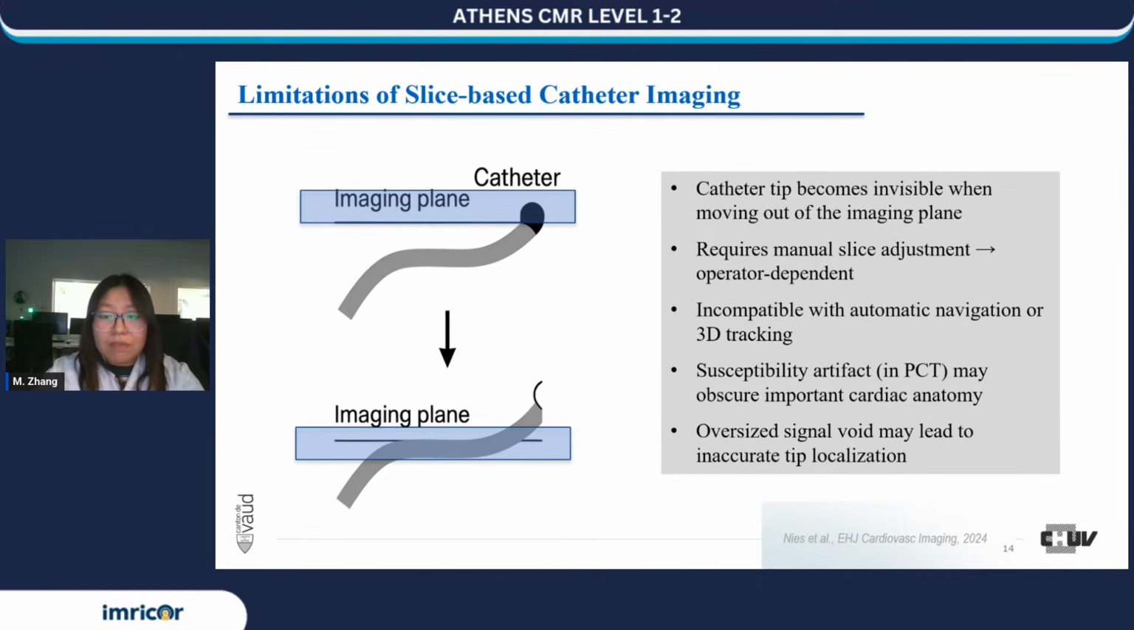So while both passive catheter tracking and active catheter imaging are slice-based, this means that whenever the catheter tip moves out of the imaging plane, it simply becomes invisible. To keep it visible, we have to manually adjust the slice position, which is highly operator dependent. This makes it difficult to use in automated navigation or 3D tracking systems, particularly in large spaces like the heart cavities. In addition, in passive catheter tracking, the susceptibility artifacts may obscure important cardiac structures.